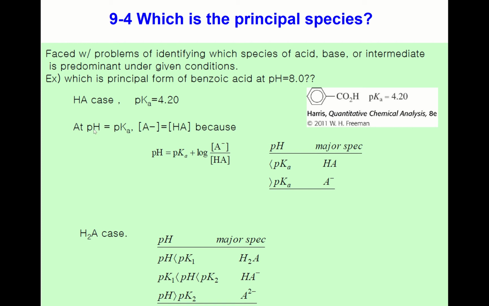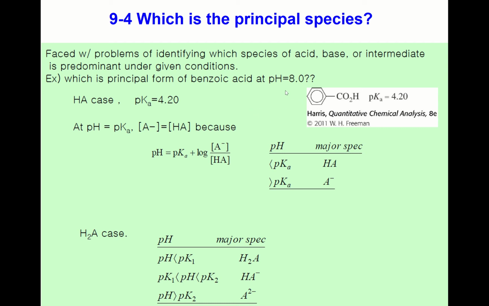When the solution pH is quite high, although there are three species, okay, two species, HA and A minus, under the very basic condition A minus is the major species, yeah? And we call it the principal species. Okay, here is an example of benzoic acid.